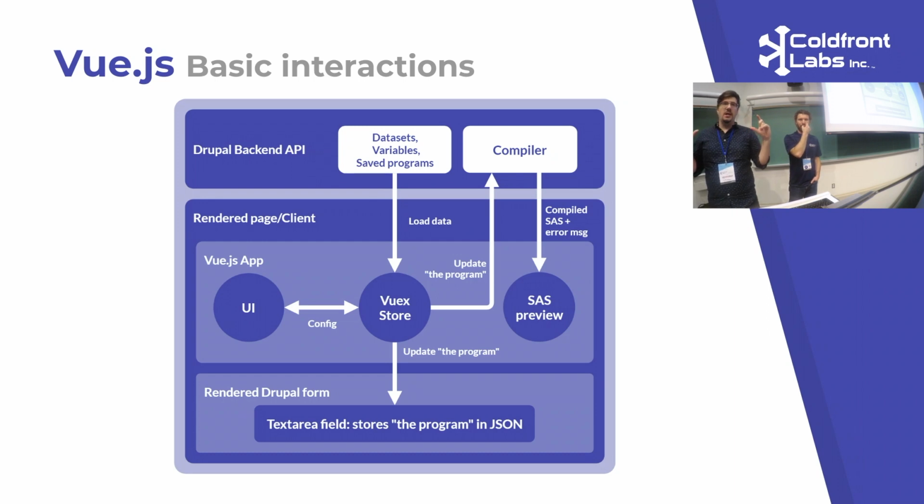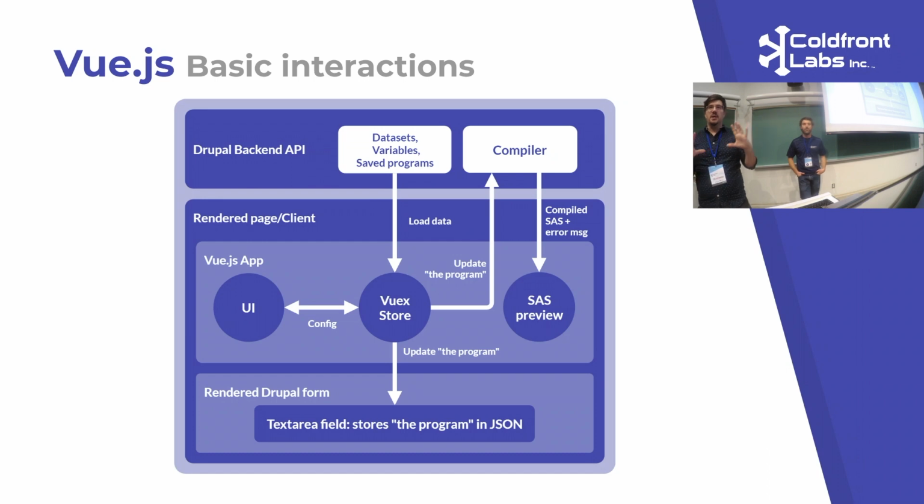What the Drupal Backend API does is that it has the Sass compiler, and it has the list of all the data. You use Drupal as a content management system, basically, in this case. So you have content types of data sets, variables, and a safe program that we can implement later, and the compiler. Once you render the page, because it's still a Drupal page, the VueJS app loads and loads that data dynamically from the Drupal site and puts it into what is called VueX.